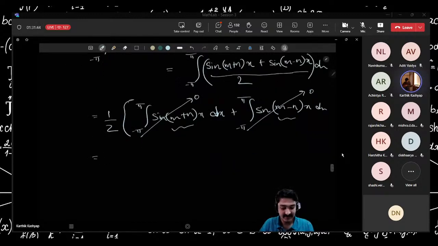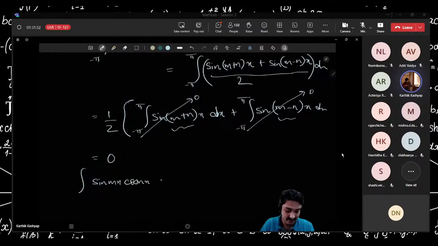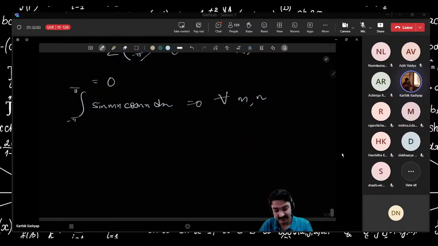So we can get this resultant as 0. So this property, the integral of sine mx cos nx dx from minus pi to pi, is equal to 0 for all m, n, because we didn't have any restrictions. So that is the third property.